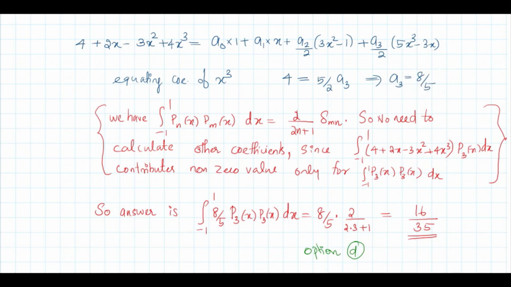8 by 5 will come outside, and the integral from -1 to 1 of P3(x) P3(x) dx is 2 divided by (2 into 3 plus 1). Answer is 16 by 35. Okay, I hope you understood why I neglected calculating a0, a1 and a2, because all those contribute 0. Because the integral from -1 to 1 of a0 P0(x) P3(x) is 0, P1(x) P3(x) is 0, P2(x) P3(x) is 0. The only non-zero term is P3(x). And the final answer is 16 by 35.